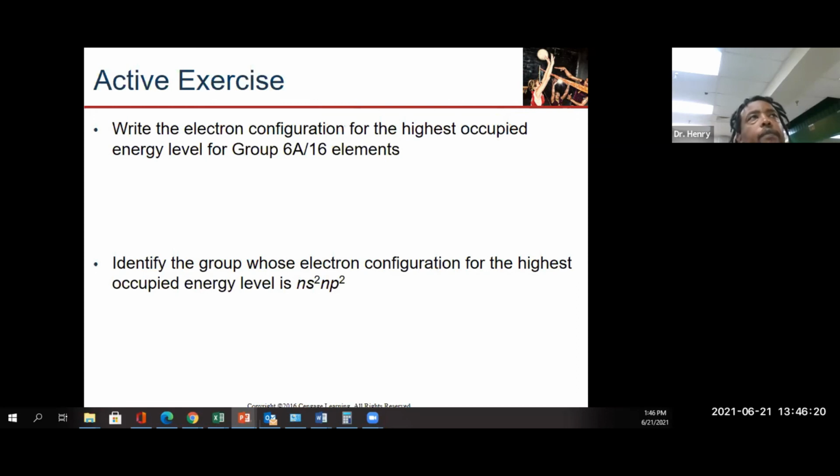Okay, write the electron configuration for the highest occupied energy level for group 6A/16. So group 16 elements. In other words, write it in a generic form, kind of like what you see down here in this form. So how would we write group 16 elements in this form? Okay, so let's look at group 16.